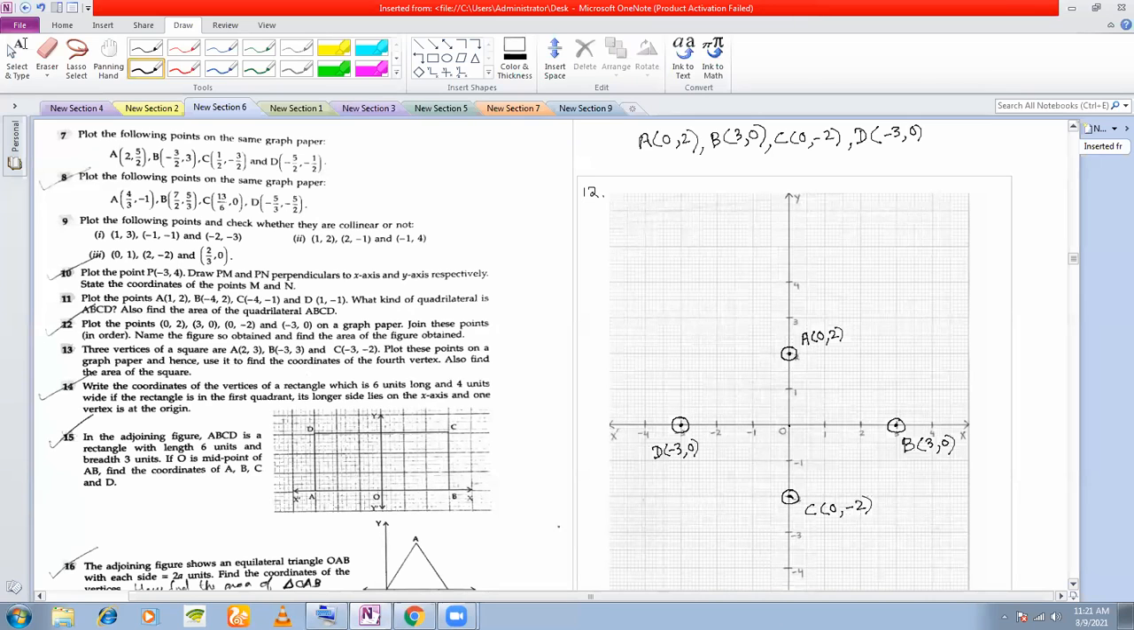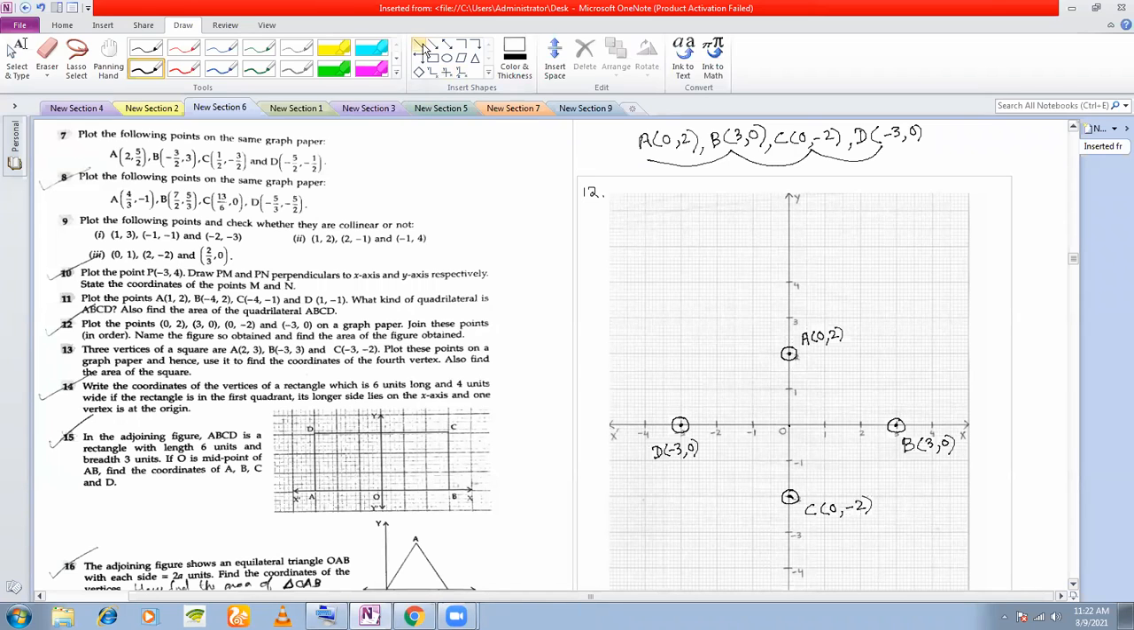Okay. So 4 points plotted. Any disagreement with the way I have plotted the points? Good. Next point, if you see the question here, it states join these points in order. In order means you join A to B, then you join B to C, and then you join C to D. That is what they mean. Join the points in order.